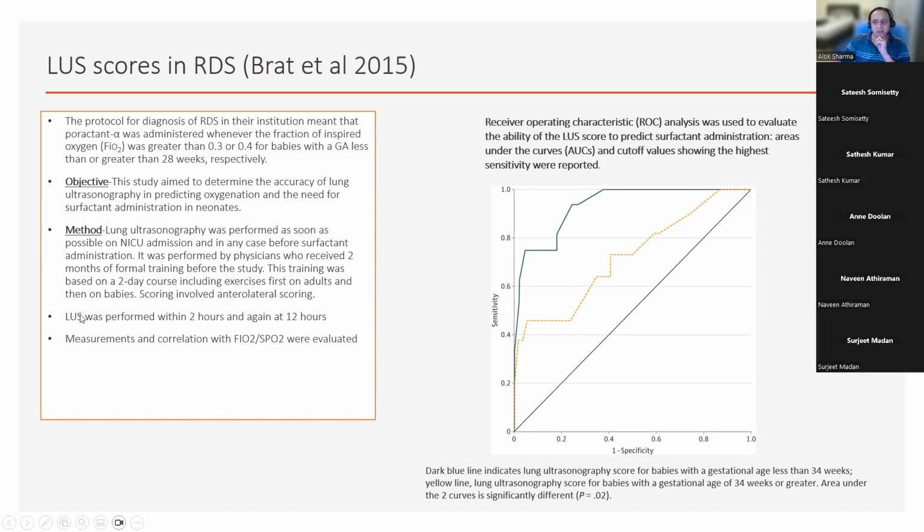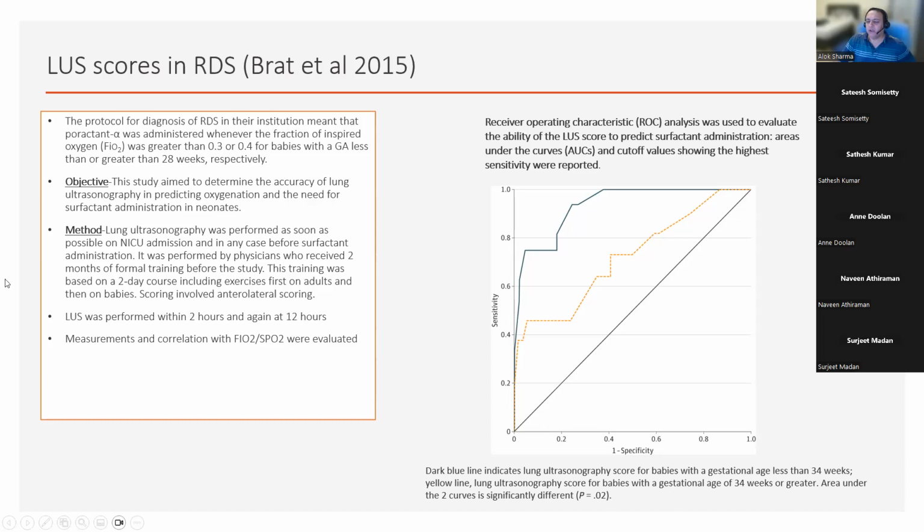But really, once they'd taken those lung ultrasound scores, they looked at the clinical course the baby took in terms of FiO2, SpO2, diagnosis of respiratory distress syndrome as made clinico-radiologically, and then the clinical need for giving surfactant based on the European guidelines for respiratory distress syndrome. So for babies under 28 weeks, they bailed out with an FiO2 over 0.3. If they were over 28 weeks, they bailed out with an FiO2 above 0.4.